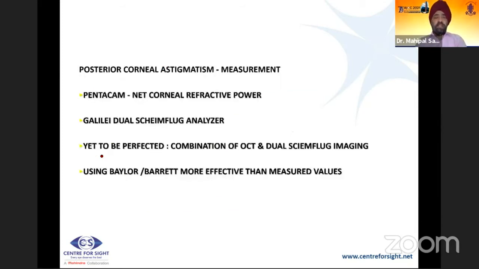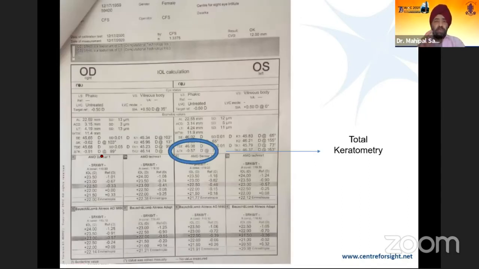For posterior corneal astigmatism, there are several ways, whenever you have a Pentacam or a Galilei, etc. And now they are trying to combine it with the OCT, but the simplest is to get the total keratometry reading on the IOL Master 700. You can see that if you are looking at this particular number, which is the TK, this is the anterior minus the posterior.